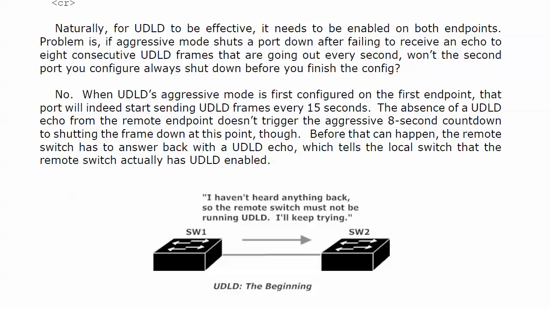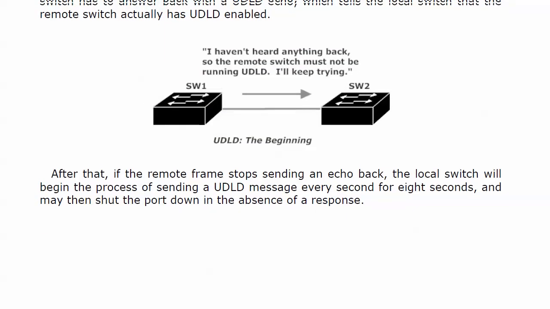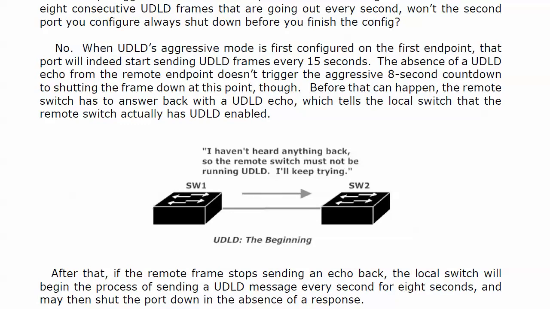Because before that can happen, the remote switch has to answer back with a UDLD echo, which tells the local switch the remote switch actually has UDLD enabled. If at the very beginning of your config you configure it on one switch, that switch is going to assume that other switches aren't running it. But once it hears that echo, it's like, okay, now I know that one over there is running it. I will shut this down if I detect a unidirectional link. Because after that, if the remote switch stops sending an echo back, the local switch will begin the process of sending a UDLD message every second and can then put the port into error disabled mode in the absence of a response.